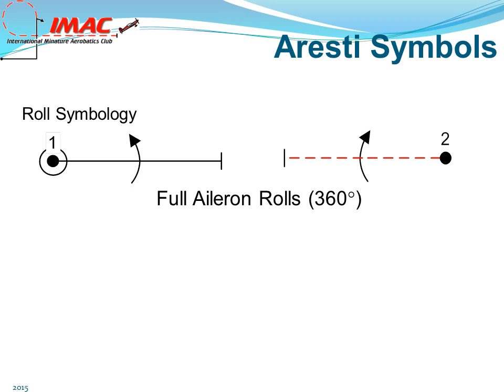Let's continue with roll symbology. A full 360 aileron roll is indicated by a cupped arrow drawn symmetrically across the line. The direction of flight will always be into the cup of the arrow. It's the pilot's option to fly this roll either left or right.